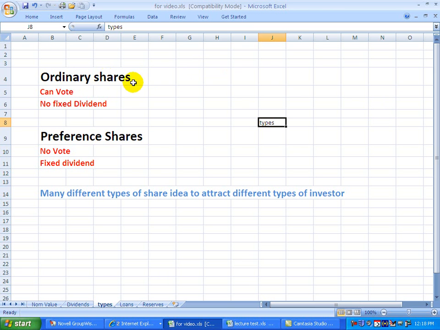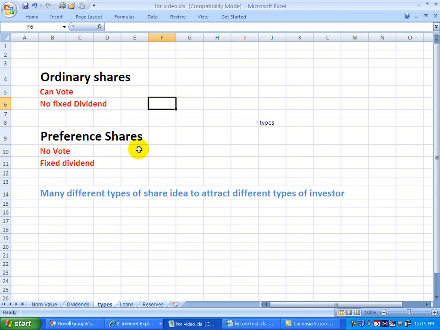We can have ordinary shares. These are the normal ones, if you like, and the main thing there is the holders of ordinary shares can vote. So they can vote on the decisions of the company, and they are effectively the owners of that company. But the other important factor for those is there's no fixed dividend. So if the company doesn't make a profit or makes a low profit, they don't necessarily get a dividend. They're not guaranteed a dividend. But of course, if the company does very, very well, they could get a very big dividend. So their dividend is not guaranteed.